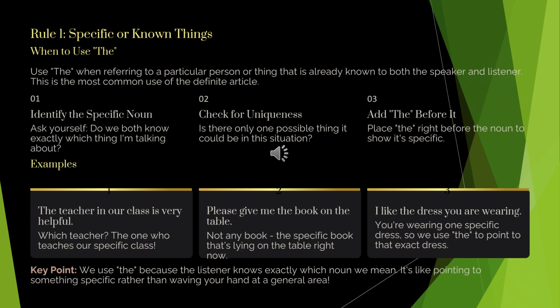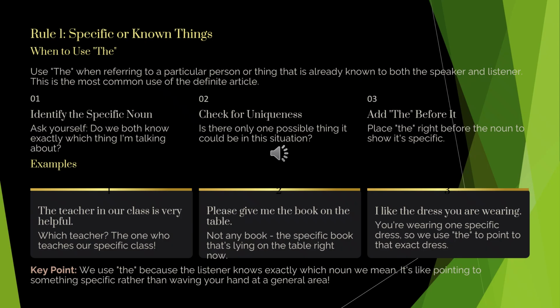Examples. The teacher in our class is very helpful. Which teacher? The one who teaches our specific class. Please give me the book on the table. Not any book, the specific book that is lying on the table right now. I like the dress you are wearing. You are wearing one specific dress, so we use the to point to the exact dress.